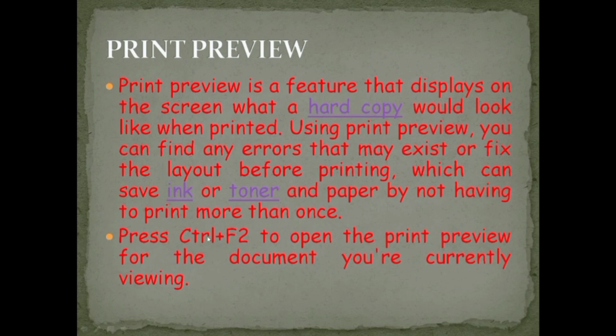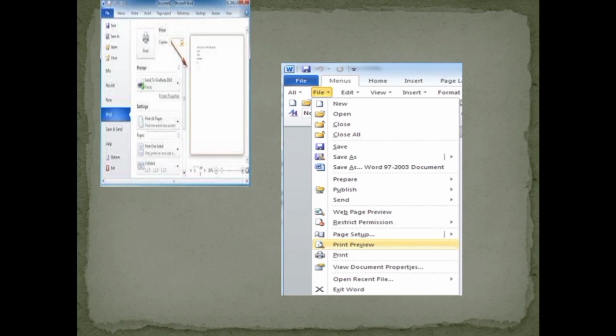Control plus F2 opens the print preview for the document you are currently viewing. From time to time we need hard copies of our work. So just like any other word processor, MS Word also allows us to see the print preview. The shortcut key is Control plus F2. Now here you have seen under the office button or the home tab, when we go to the print option, we will have a print preview option. Once we click on print preview, we see the print preview of our document.